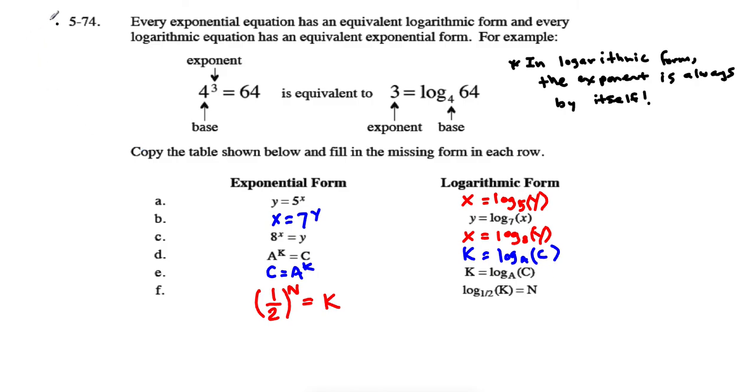This is problem 5-74. I know this can get a little confusing and tricky, so the more you practice, the more you look at it, the easier it does get. Remember, one of the main things that makes it easier to remember is this: when it's in logarithmic form, the exponent from exponential form is always by itself. That's one way to help you remember what you need to do. Problem 5-74. If you have questions, make sure you ask your teacher.